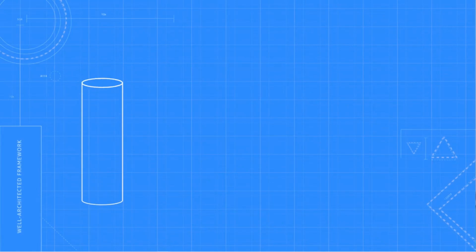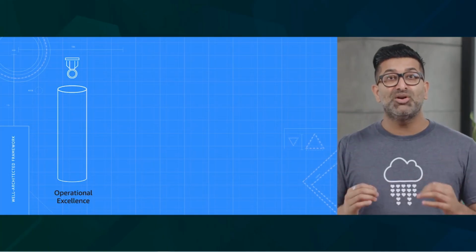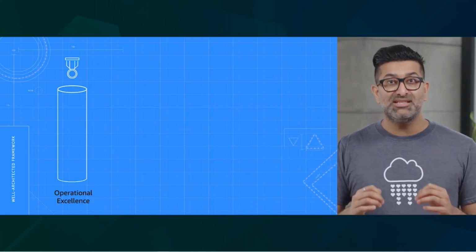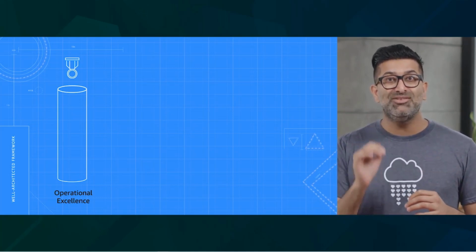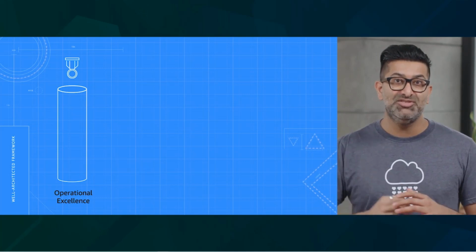The Well-Architected Framework is designed to enable architects, developers, and users of AWS to build secure, high-performing, resilient, and efficient infrastructure for their applications. It's composed of 5 pillars to ensure a consistent approach to reviewing and designing of architectures. The first pillar is operational excellence and focuses on running and monitoring systems to deliver business value and with that, continually improving processes and procedures.